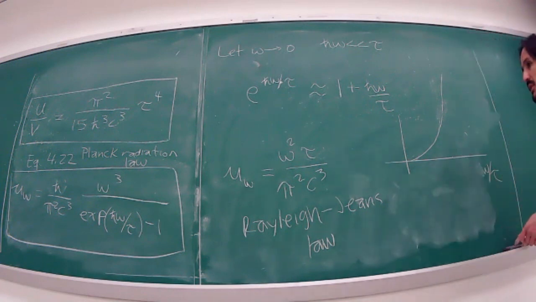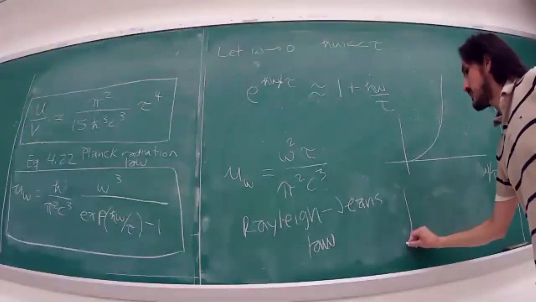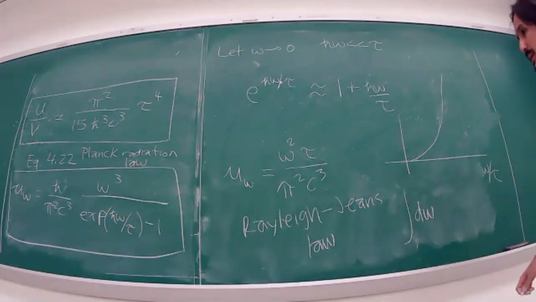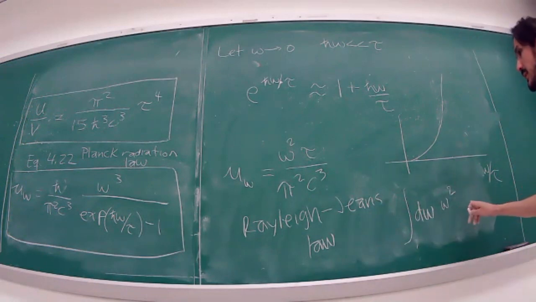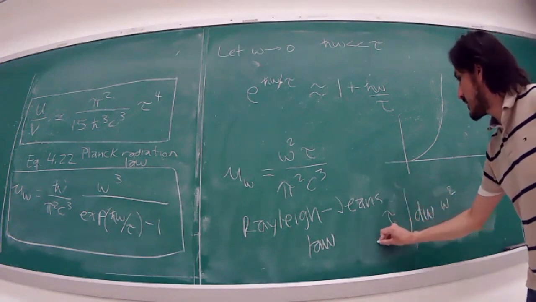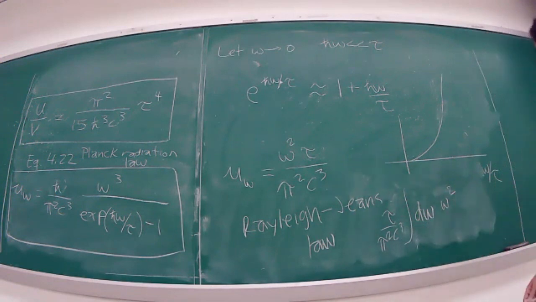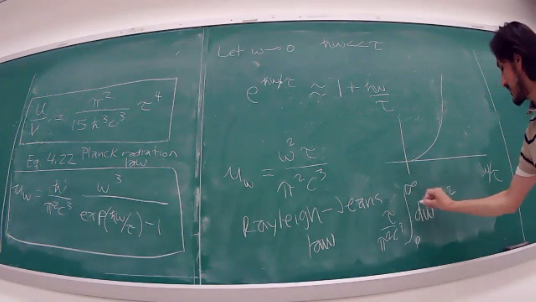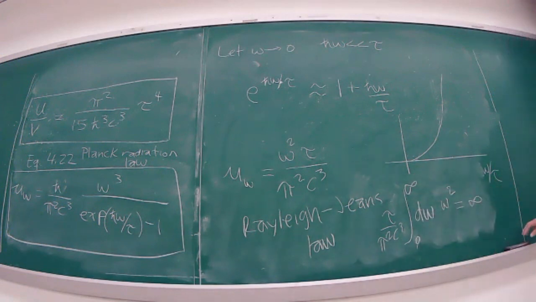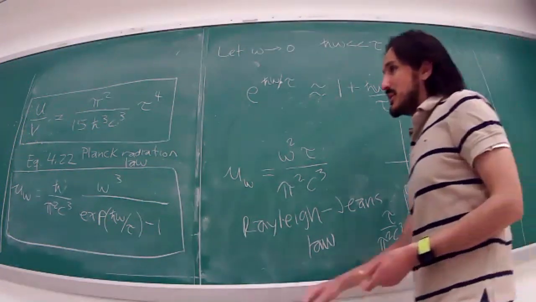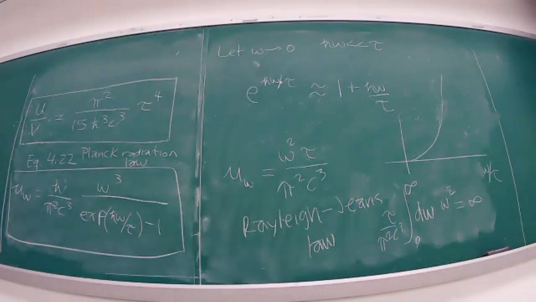And that is problematic because if you take the integral of d omega, then with this distribution being omega squared, you can take everything else out. But guess what? This is from 0 to infinity. So this is equal to infinity. So that's bad. It's really bad if your energy density in a black body cavity is infinite. Certainly doesn't happen. So this was called the ultraviolet catastrophe.